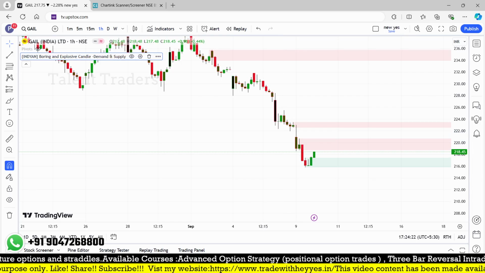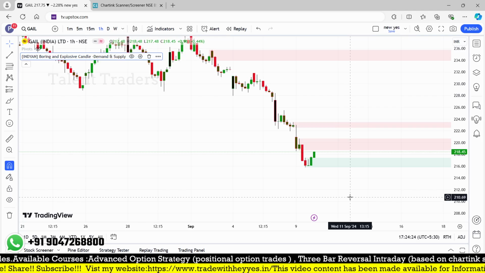Same like that, we will create a rally-based drop also. It will be used for a trend reversal.